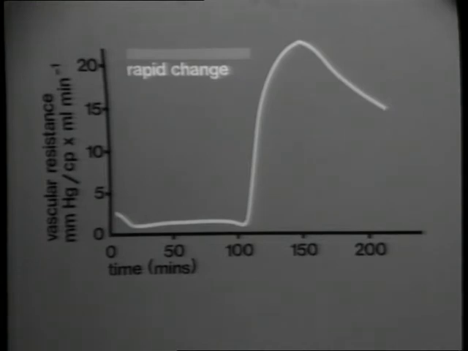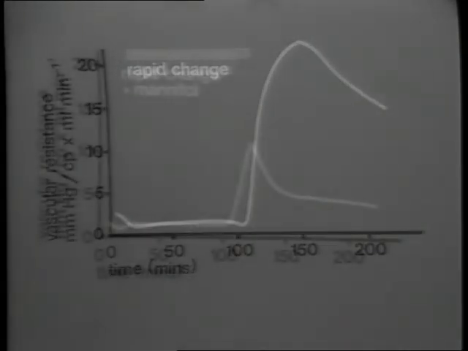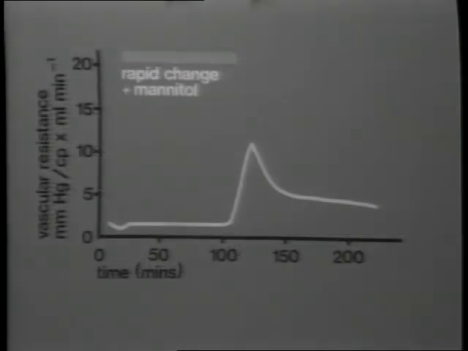Now, we thought we might be able to improve the situation by including in the perfusate a compound which would not penetrate the cells and would therefore provide an osmotic balance to the intracellular glycerol while it was being removed. The next graph shows what happened when we added 100 millimolar mannitol and repeated the experiment. And you can see that the increase in vascular resistance was very much less, but still, at the end of the experiment, we had roughly 5 times the initial vascular resistance, and there must have been considerable damage to the microcirculation.